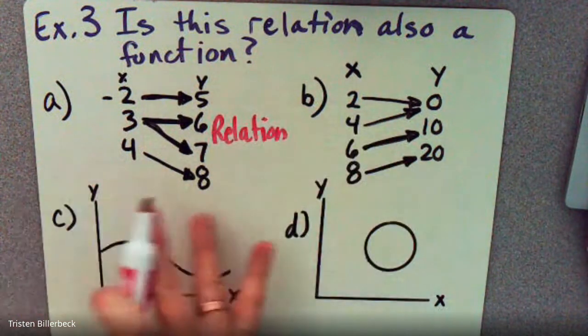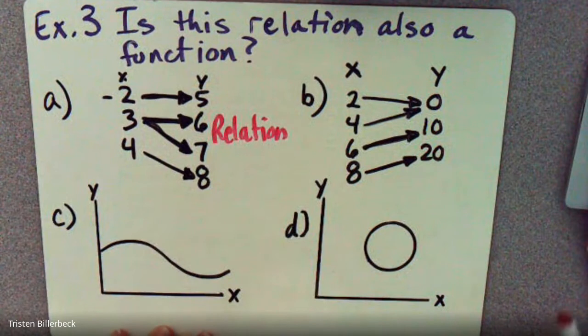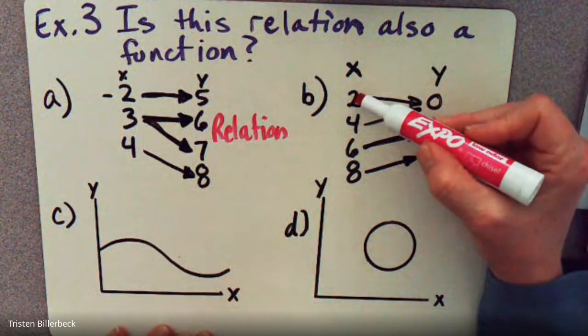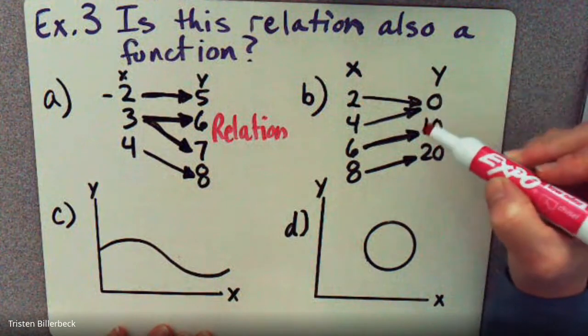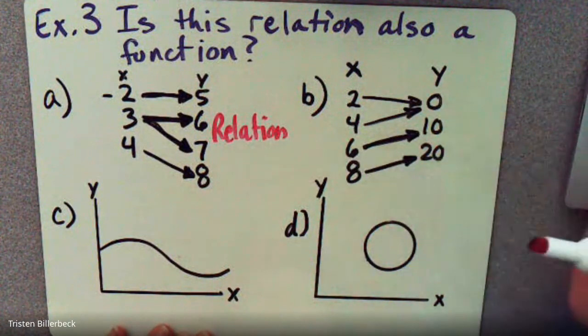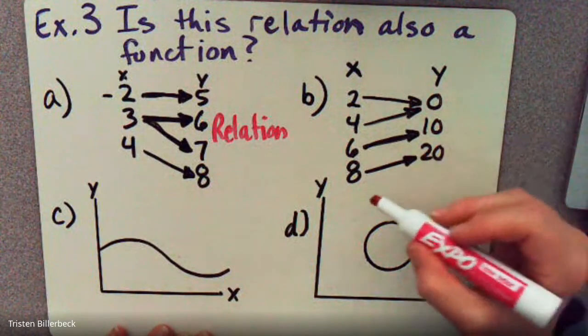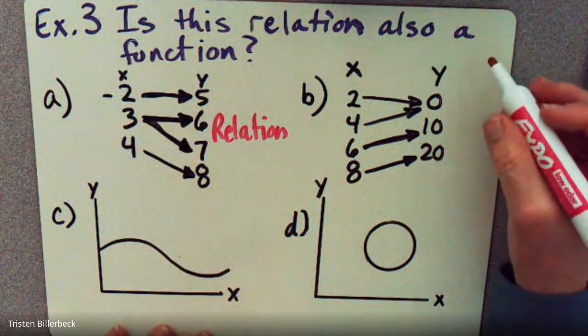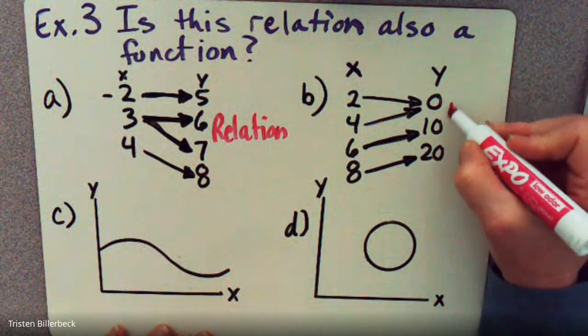And the fact that 4 is going to 8, that's no problem at all. Okay, on this one, if I push button 2, I know I'm getting a 0. If I push button 4, I know I'm getting a 0. If I push button 6, I know I'm getting 10. And if I push button 8, I know I'm getting 20. So this is a function.